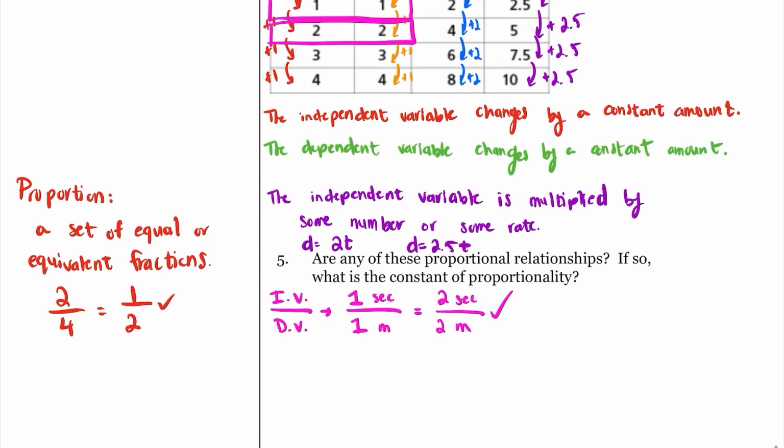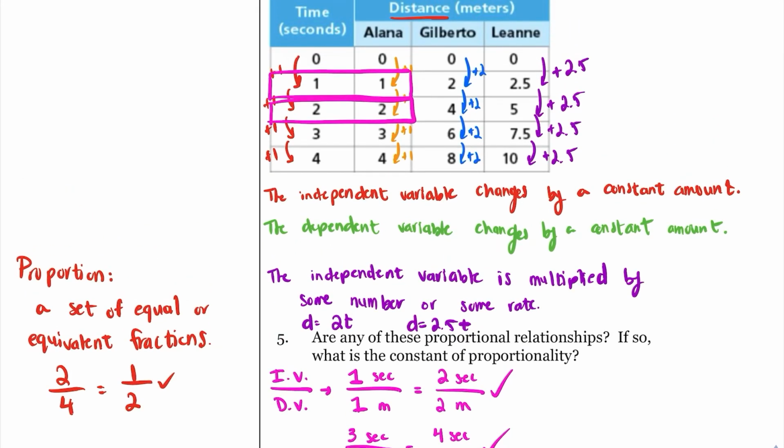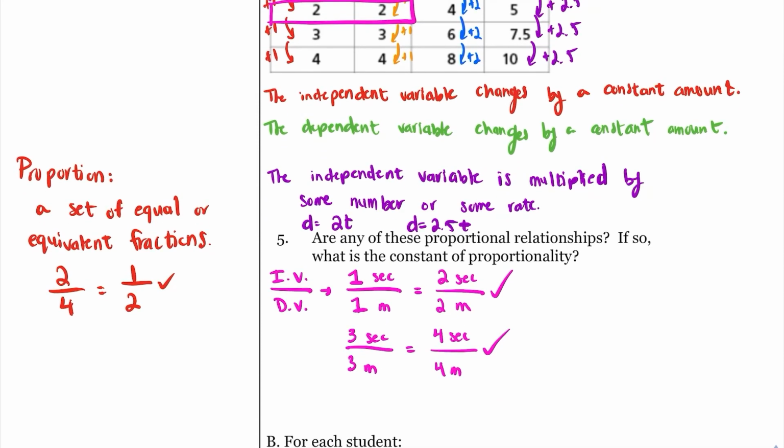Let's double check the next two. So I'm going to do 3 seconds over 3 meters. Is that equal to 4 seconds over 4 meters? That's the question. As you can probably see, yes. So it looks like Alana's data here signifies a proportional relationship because we can write these ratios and they end up being equivalent to each other.